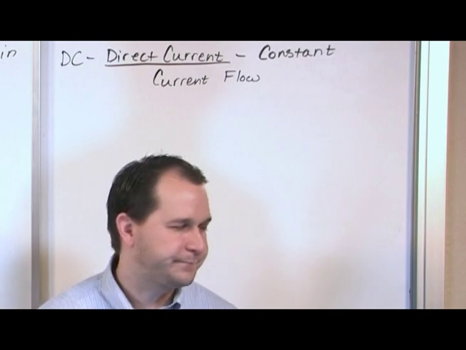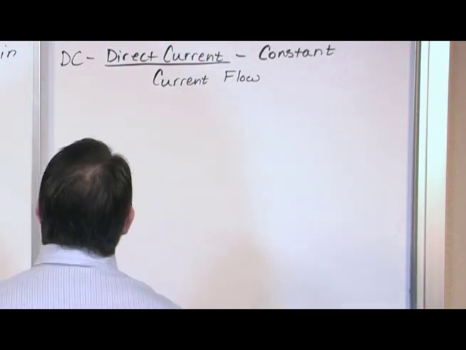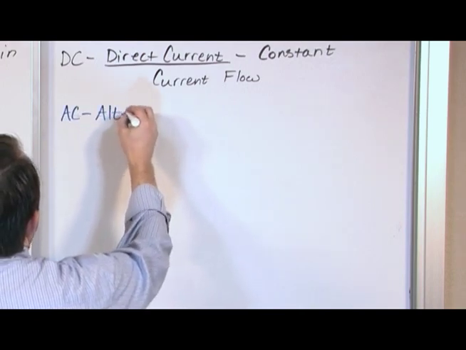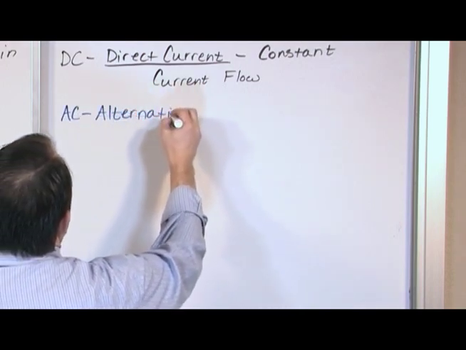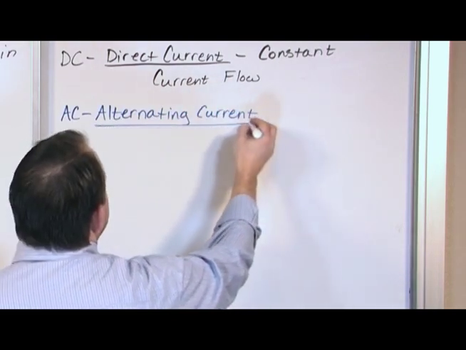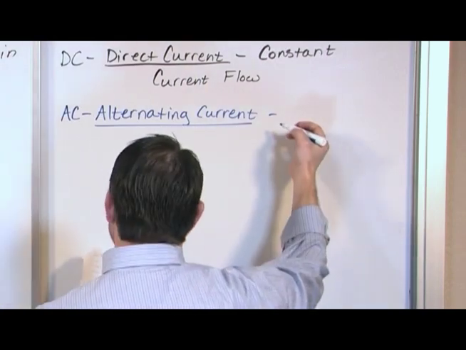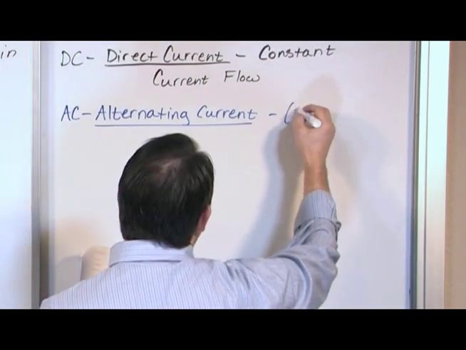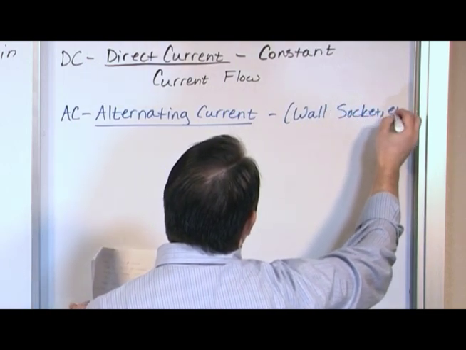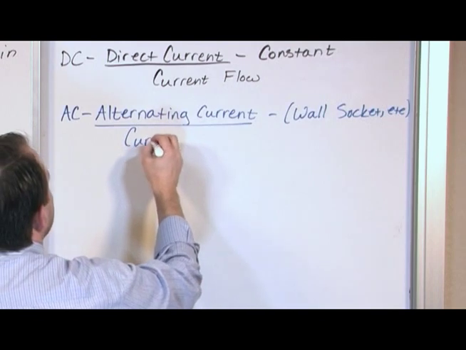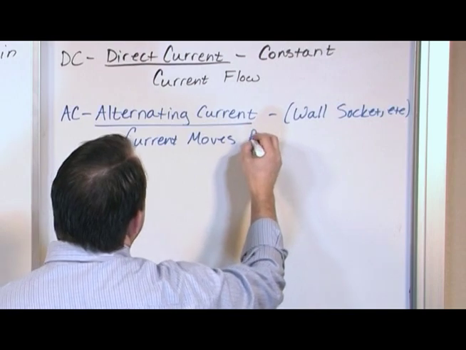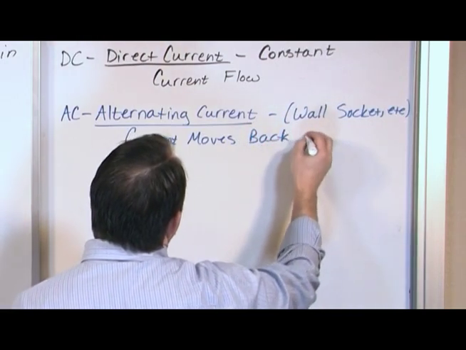It's called direct current. All right, now let me contrast that to AC, which I know you've heard of, and that's called alternating current. And this means exactly what it sounds like. It's a wall socket, and it means the current, for lack of a better word, moves back and forth.